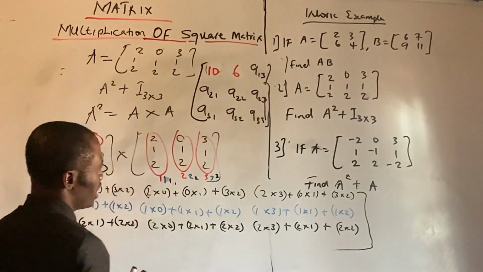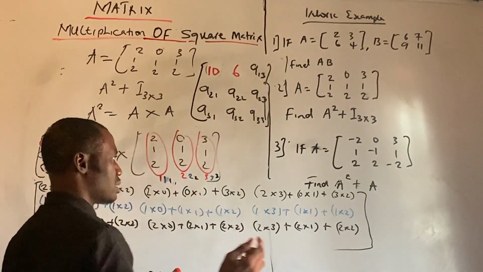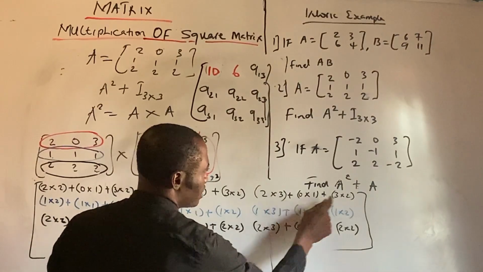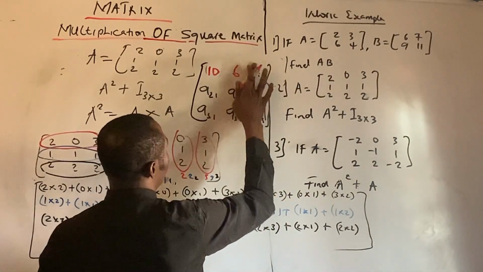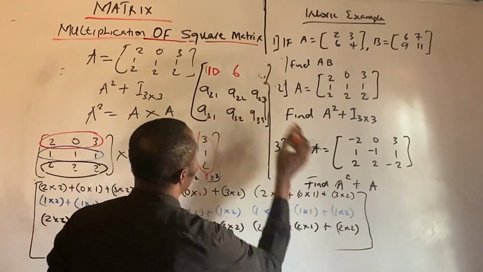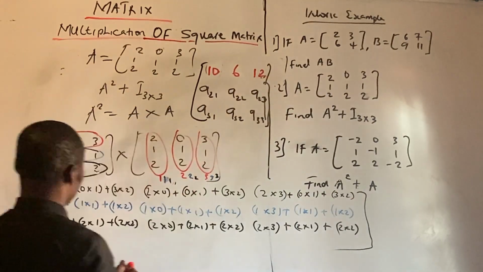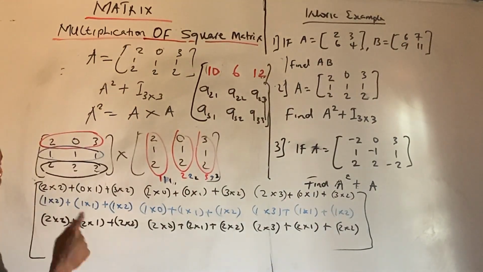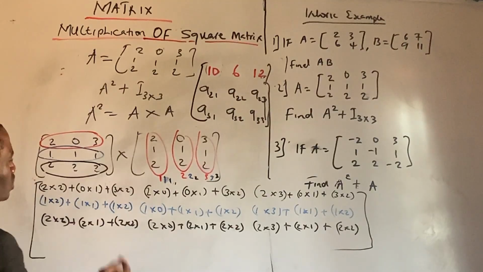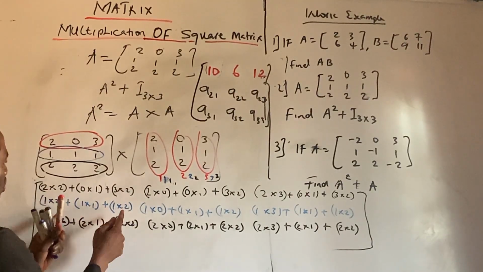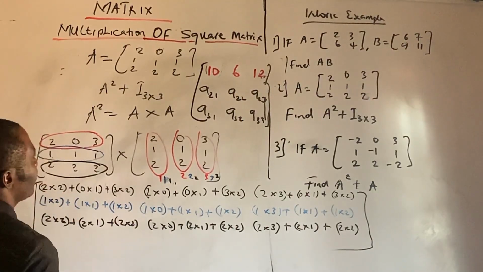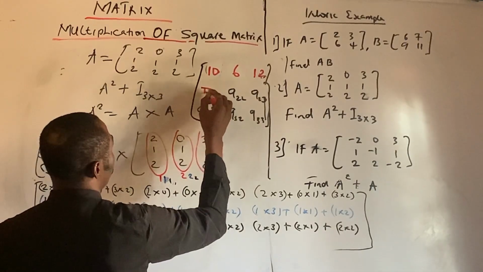All right, let's go to the next one. 3 times 2 is 6, this is 0, and then 6 plus 6 is 12. The next one: 1 times 2 is 2, 1 times 1 is 1, 1 times 2 is 2. 2 plus 2 is 4, plus 1 is 5. Over here is 5.